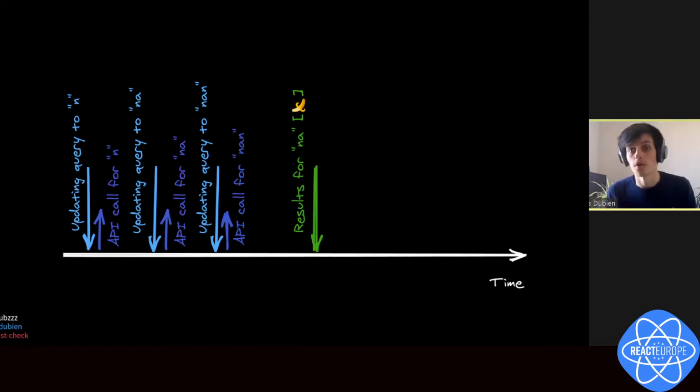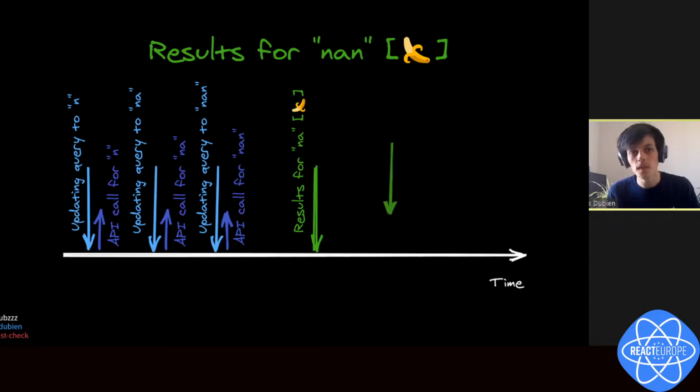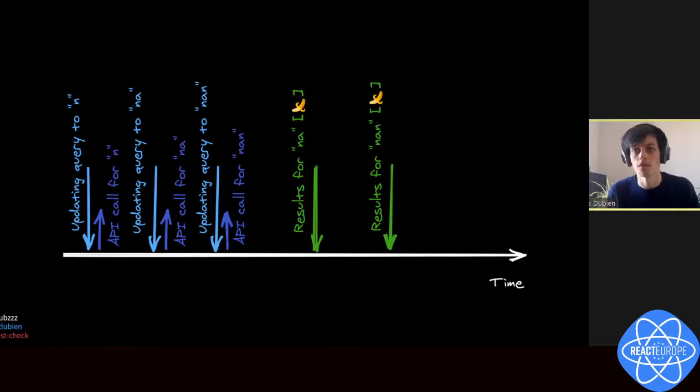So we got the result for NA first. So we got the result corresponding to banana. So we update our suggestions to banana. Then we got the result for NaN, which is the final query we launched. And we update once again our results to be banana.